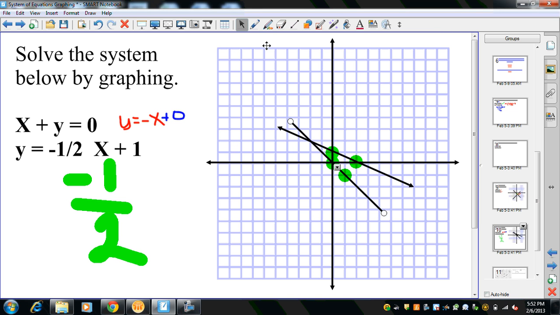You're having to rely. Okay, so we can see right here at this point is where these two lines cross. So that means the solution, negative 2, comma 2, is the solution to this system. So if I plug in negative 2 for x, and 2 for y, it works. So negative 2 plus 2 is 0. That one works. Negative 1/2 of negative 2 is positive 1, plus 1 is 2. So it works for both of them. So the solution is negative 2, comma 2.